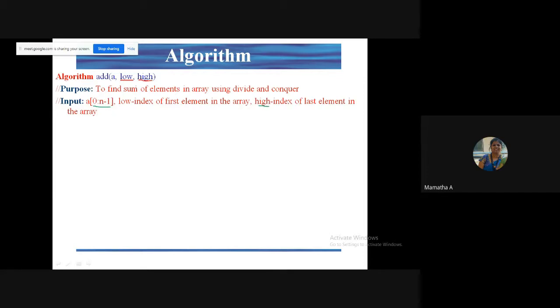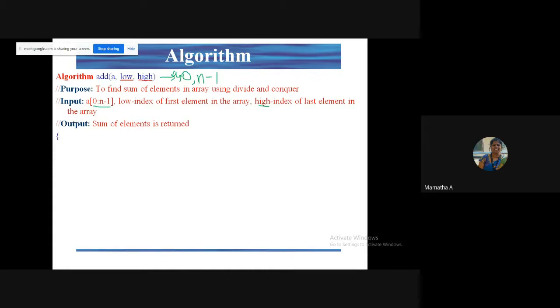So you should now decide what should be your low and what should be your high for the initial call. For the initial call, low will be 0 and high will be what, students? N minus 1. Okay. Output is the sum of the elements. Okay, fine. Let us start writing the algorithm.